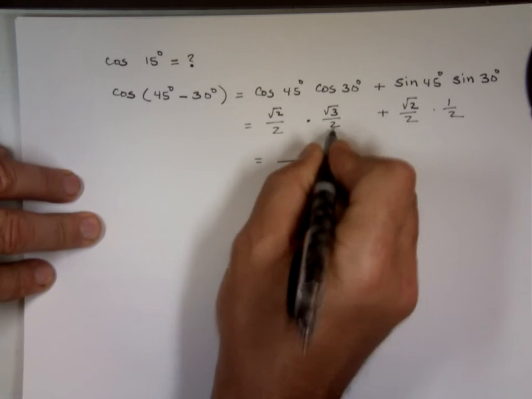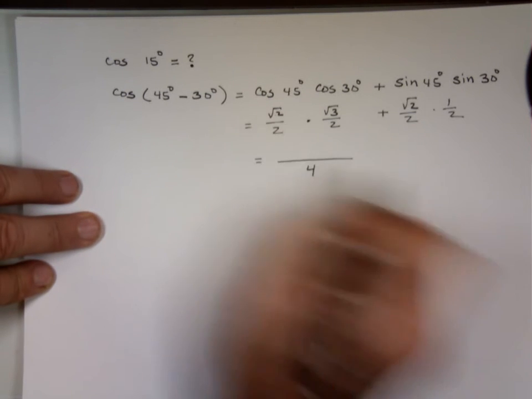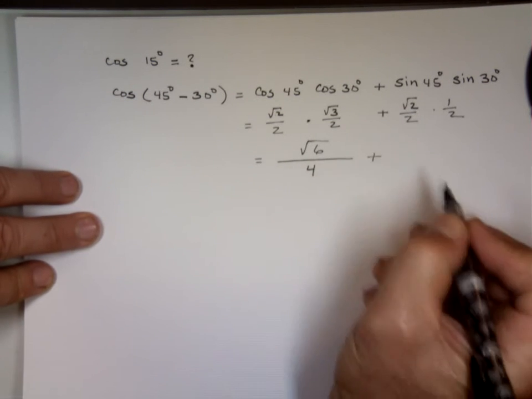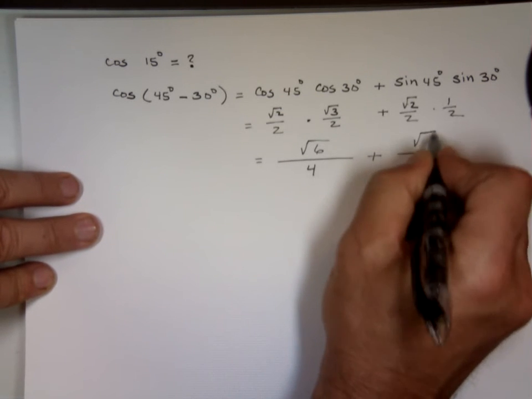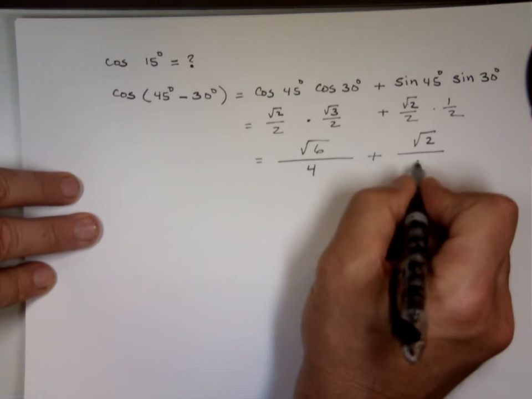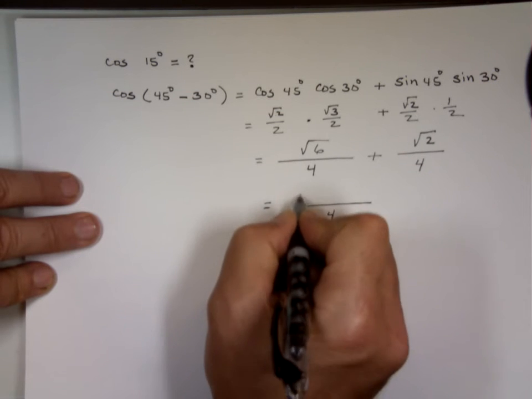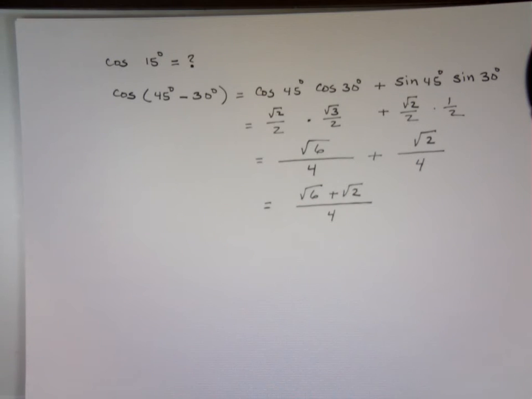What's 2 times 2? 4. What is the square root of 2 times the square root of 3? The square root of 6. Let's multiply this one. The square root of 2 times 1, square root of 2. What's 2 times 2? 4. We can make it one fraction, and you can't combine them. That's your answer. It is the square root of 6 plus the square root of 2, divided by 4.